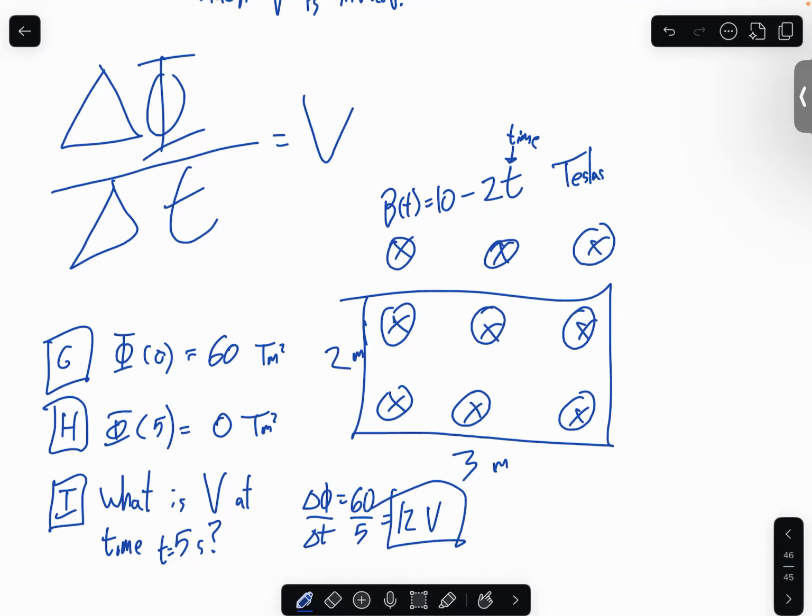Sure. But the thing is, what's the sign of the voltage? We haven't answered that yet. Plus or minus, who cares yet? You could say negative. I wouldn't take away points for saying negative. But the positive versus negative, which way the current flows in the coil, that's big. That's what we're just about to do now.